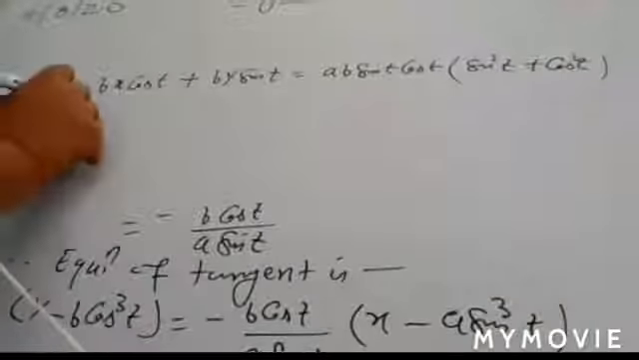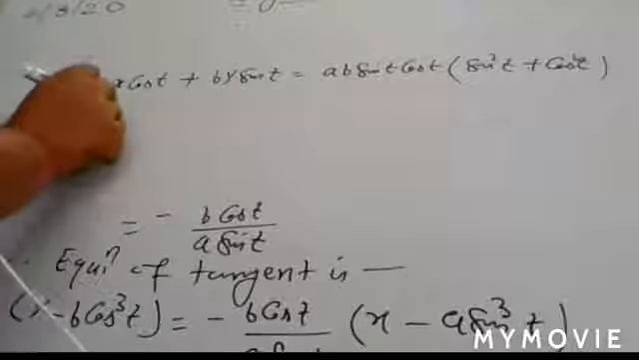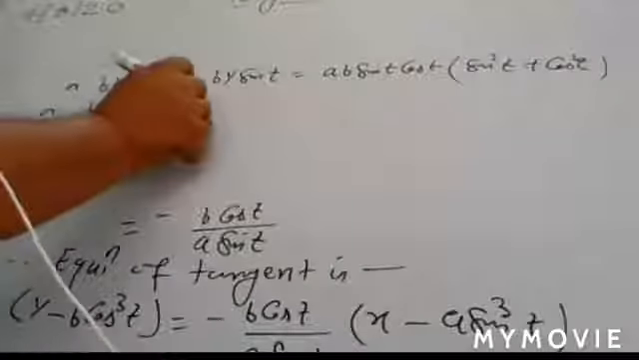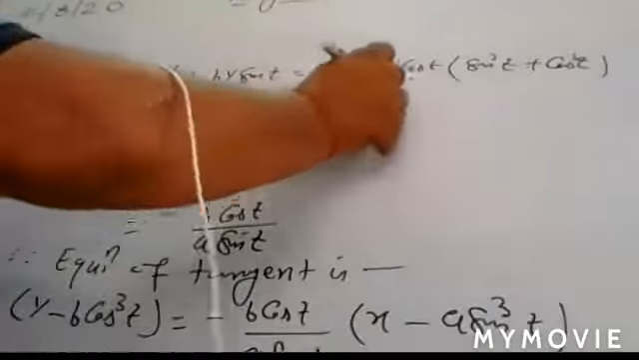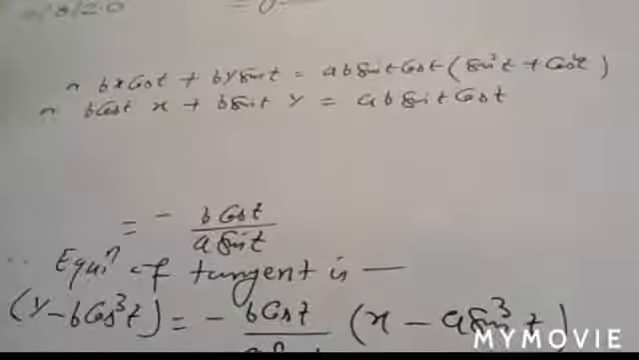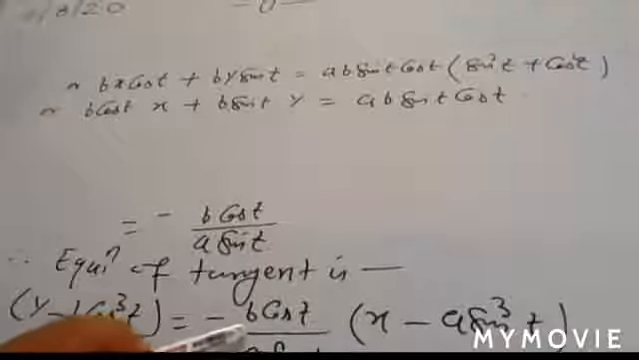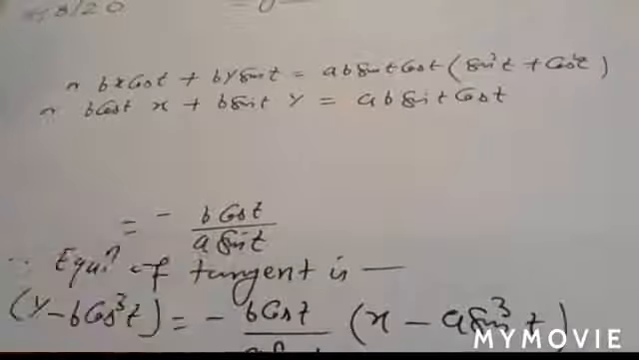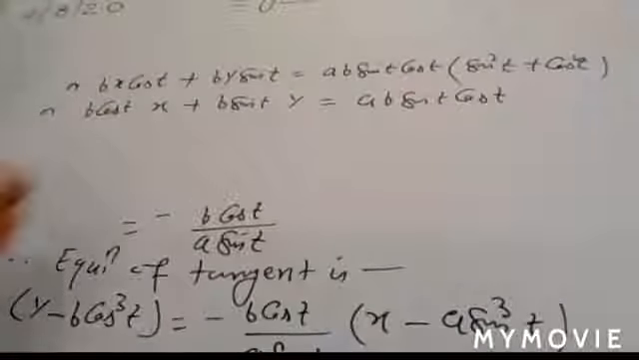So your equation of tangent is b cos t into x plus b sin t into y is equal to ab sin t into cos t. That gives the equation of tangent. In the same way, if you want to find the equation of normal, you change the slope of tangent, meaning take the reciprocal and change its sign. In this way you have the equation of normal.